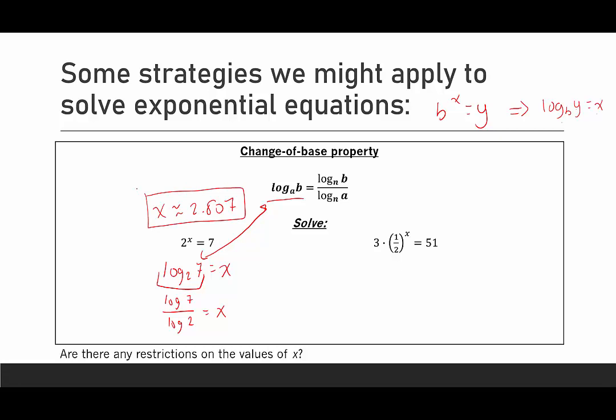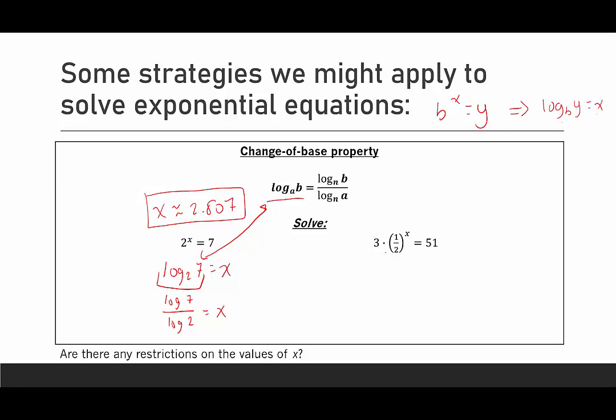And does this make sense? So does 2 to the 2.807 really equal 7, or approximately 7? Since I rounded, there is room for error. Yeah, because 2 squared is 4, and 2 cubed is 8, and 7 is in between 4 and 8. So that makes sense. Seems reasonable that we end up with 2.807 for our final answer.